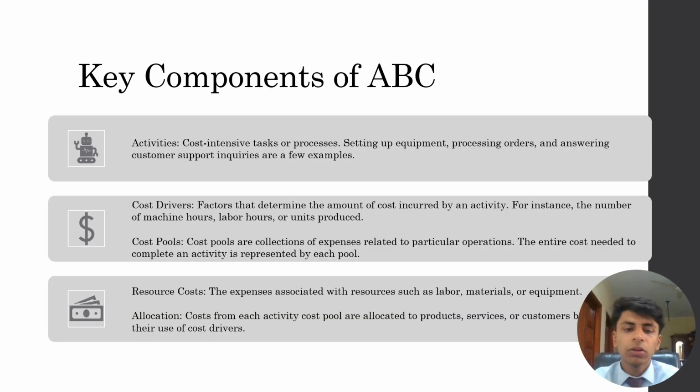Well, now we'll talk about the key components of activity-based costing. The first key component is activities. Activities are tasks that are cost-intensive processes. These processes consume resources. For example, setting up machinery, inspection, packaging, customer support.